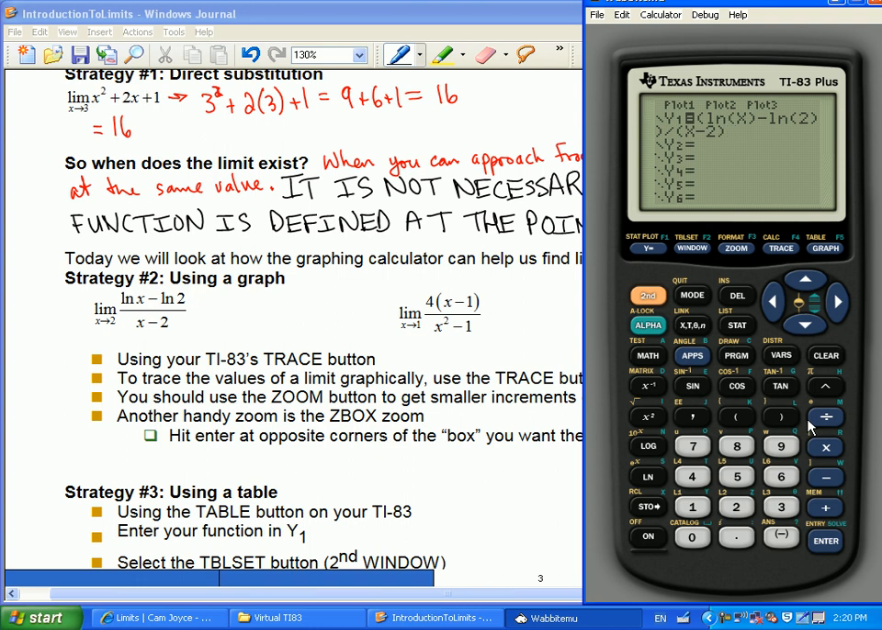So the first strategy I said was direct substitution. It doesn't work here. You can't stick in x equals 2 because you divide by 0 on the bottom. So you can't use the first strategy of just plugging it in. So what we're going to do instead is use this first definition that I gave you, and look at it from both sides and see what happens. So we're going to make a good window. 2 is the number that I'm concerned about here. So let's try 1.5 to 2.5.